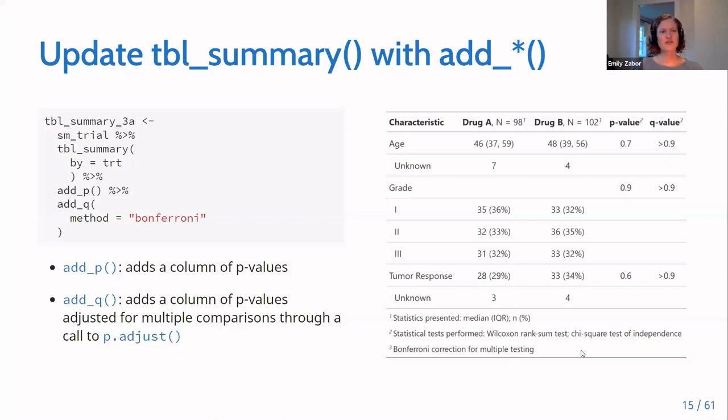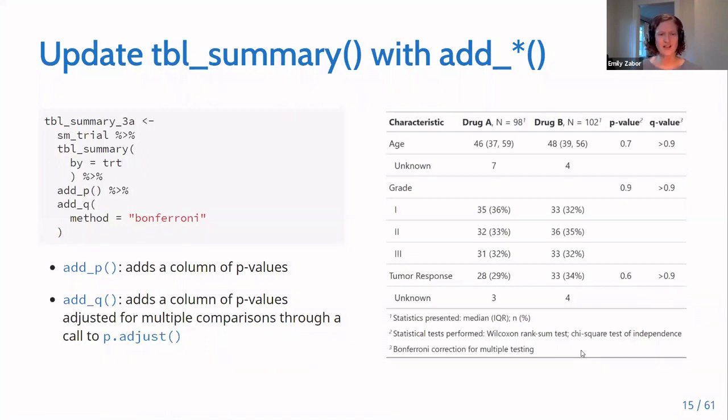So here I've used 2 different add functions, add p, which adds the column of p-values. And you can see a new footnote has also been added to the bottom saying what statistical tests those correspond to, which the defaults are the Wilcoxon rank sum test for continuous variables and the chi-square test for categorical variables. Or I think it calculates the expected cell count, and we'll use Fisher's exact test if that's more appropriate. But you can change any of these tests with a call to the test argument inside add p. There are a variety of other things you can customize there.